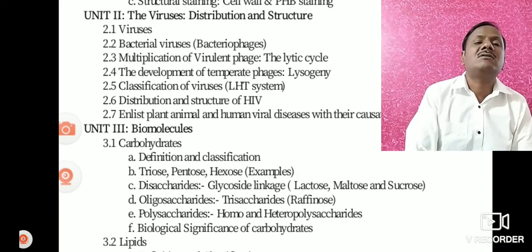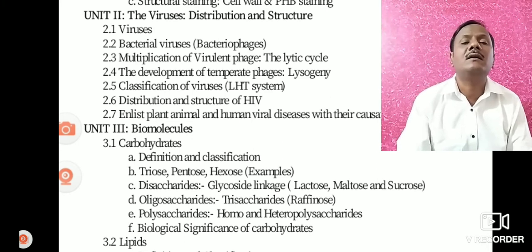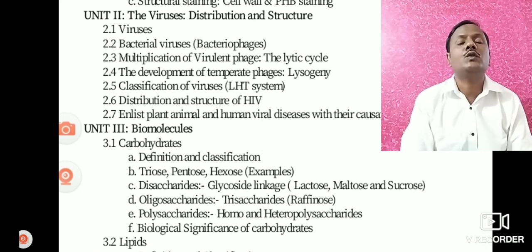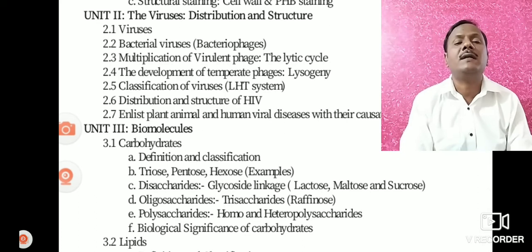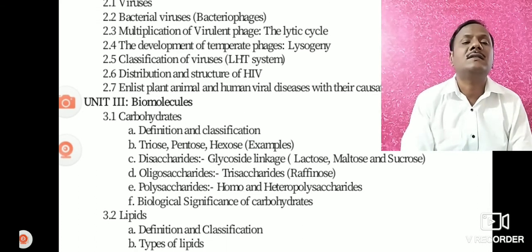Then the third unit is biomolecules. Under that we'll see carbohydrates. We'll see the definition and classification of carbohydrates. Then triose, pentose, hexose, with examples of all these. Apart from that, we'll see the disaccharides. In the disaccharides, we'll see the glycosidic linkage, and the examples of lactose, maltose and sucrose.